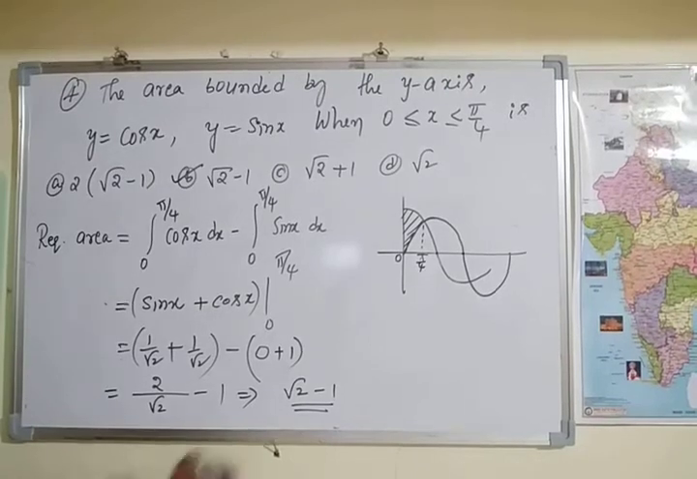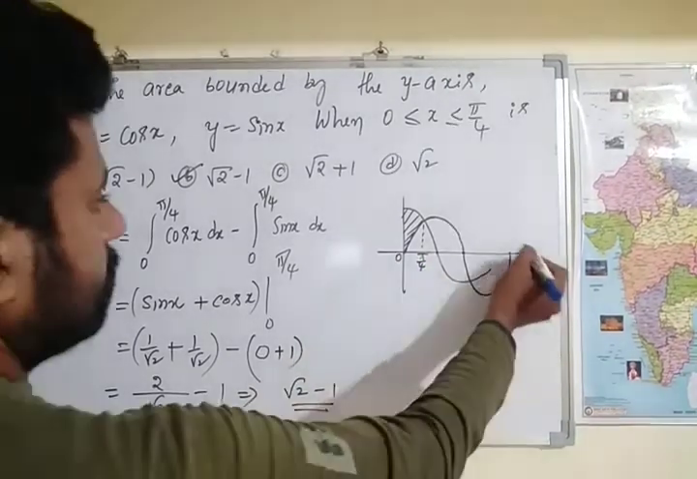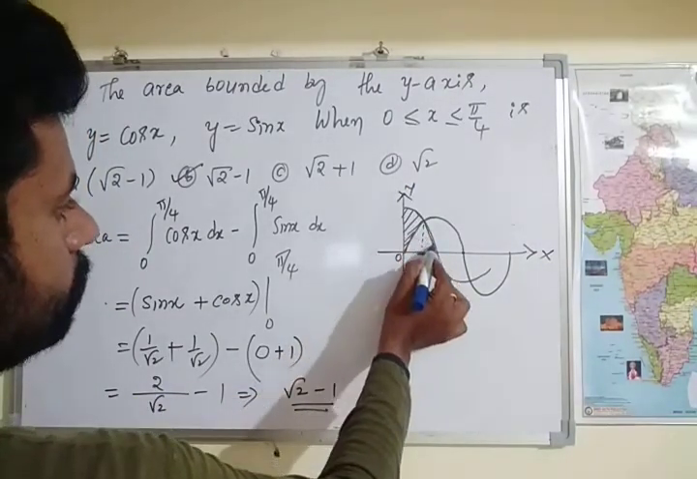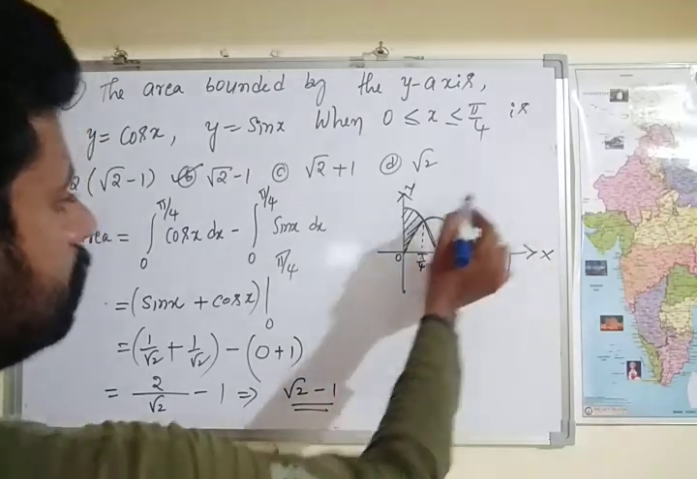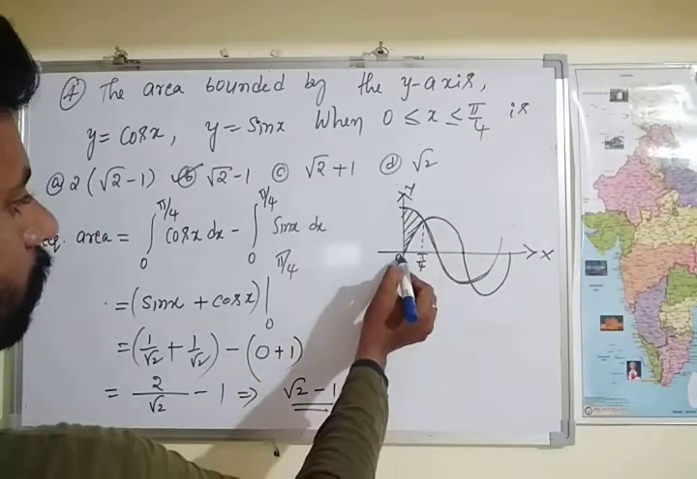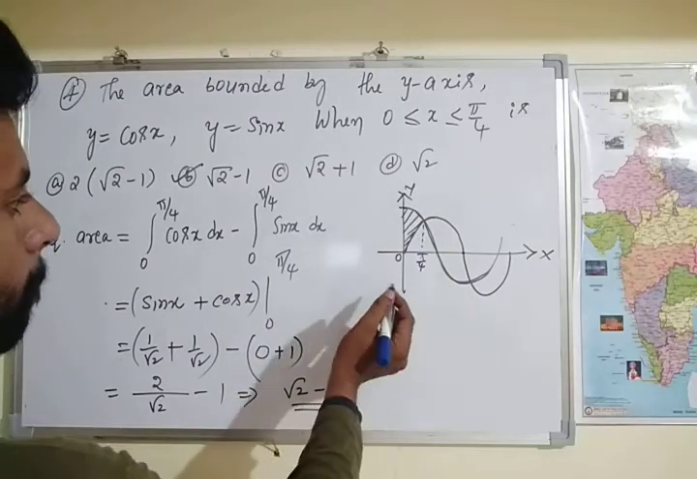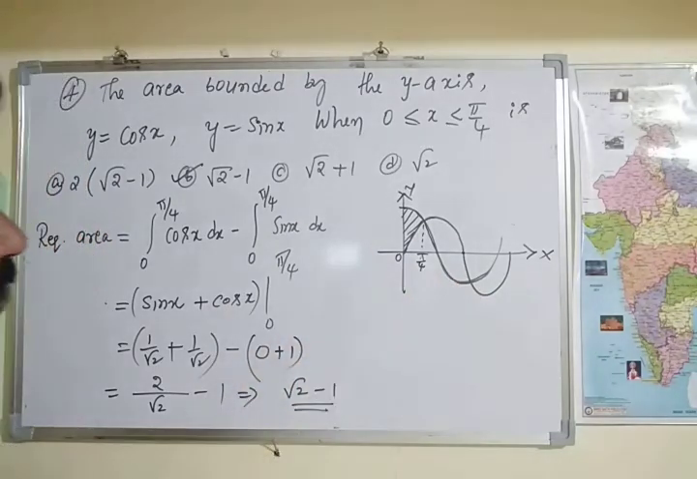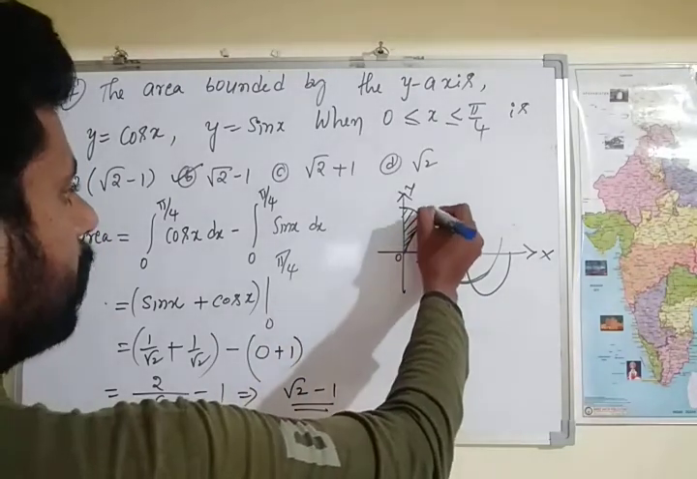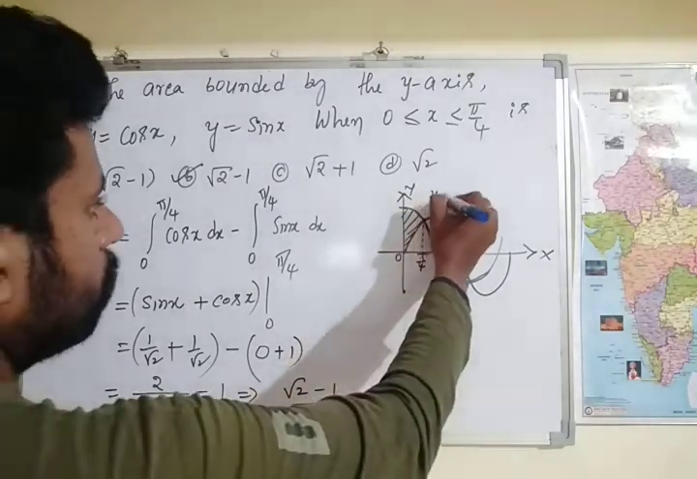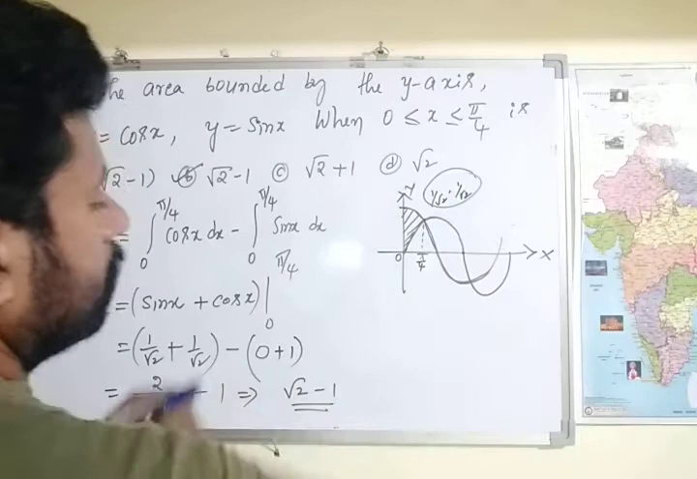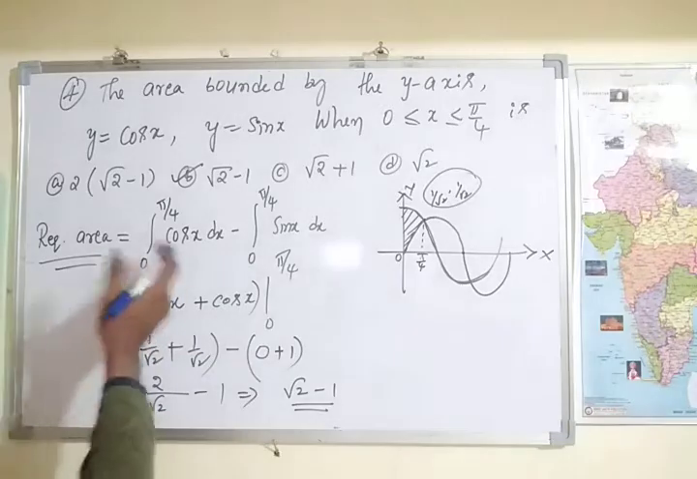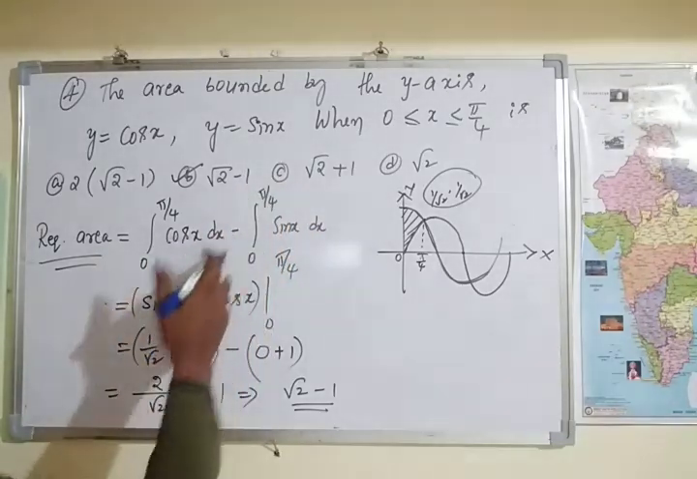See here we have the graph, the x-axis and the y-axis. Here this curve is the sine curve. When x is 0 we get this point. In this plane, the sine wave and cos wave intersect at pi by 4, which means 1 by root 2 comma 1 by root 2. So now the required area is the integral of cos x minus sin x. The integral of cos is sin, and the integral of sin is minus cos x, minus into minus gives plus cos x.